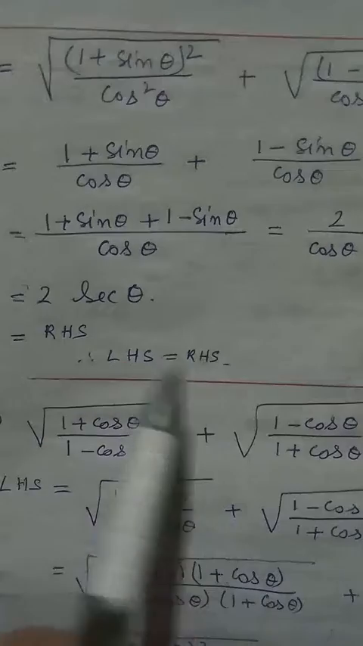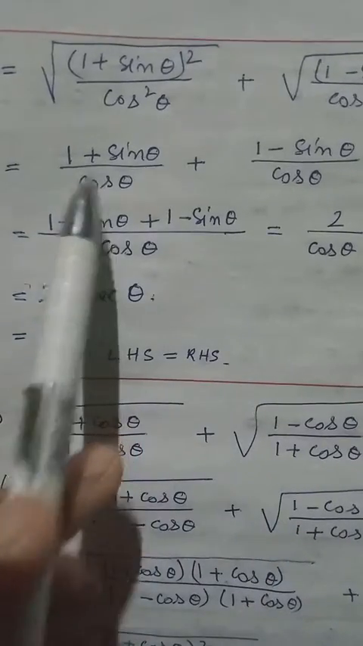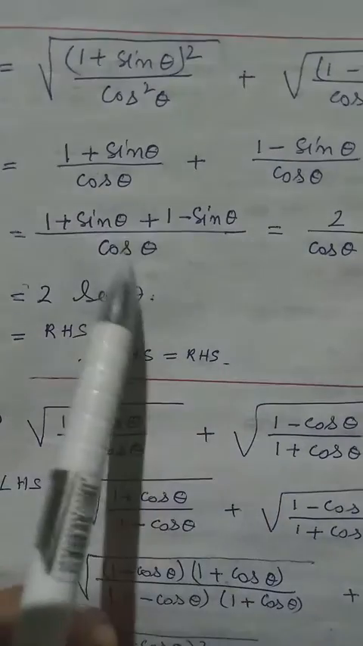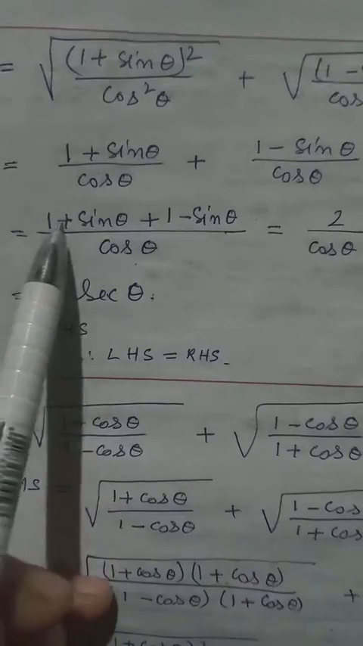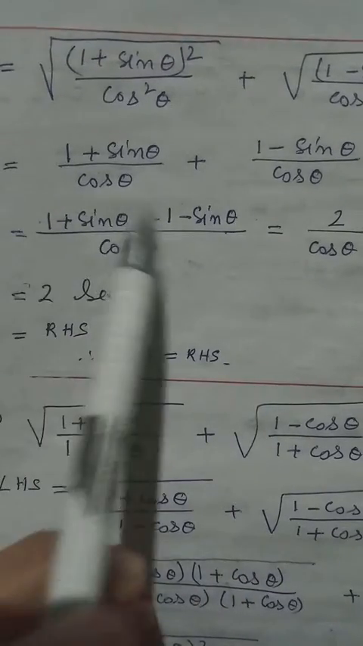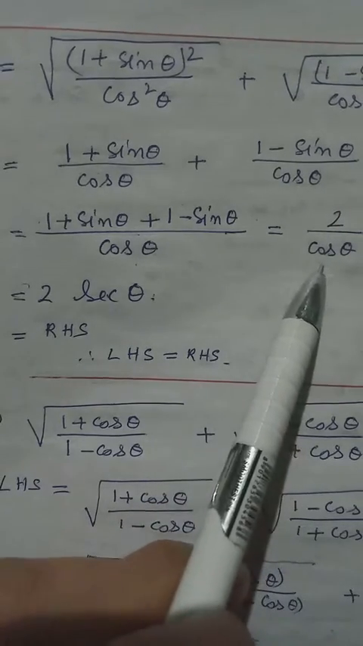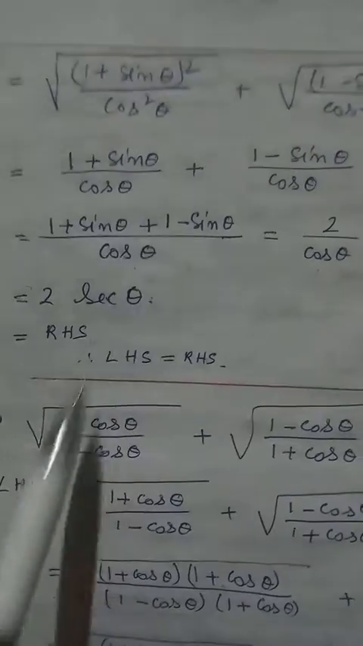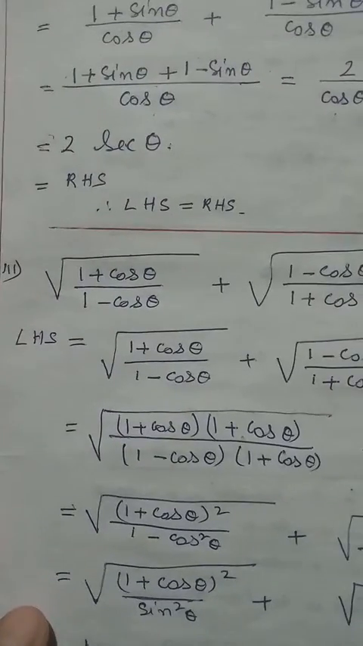But in the right hand side, we want only sec theta. So again, we can take the LCM. Denominators are both the same. Numerator also will be the same. So one sign is minus, one sign is plus. We can cancel. 1 plus 1 we have 2. Then 2 divided by cos theta is equal to sec theta times 2, which is equal to the right hand side. So we prove the relation.